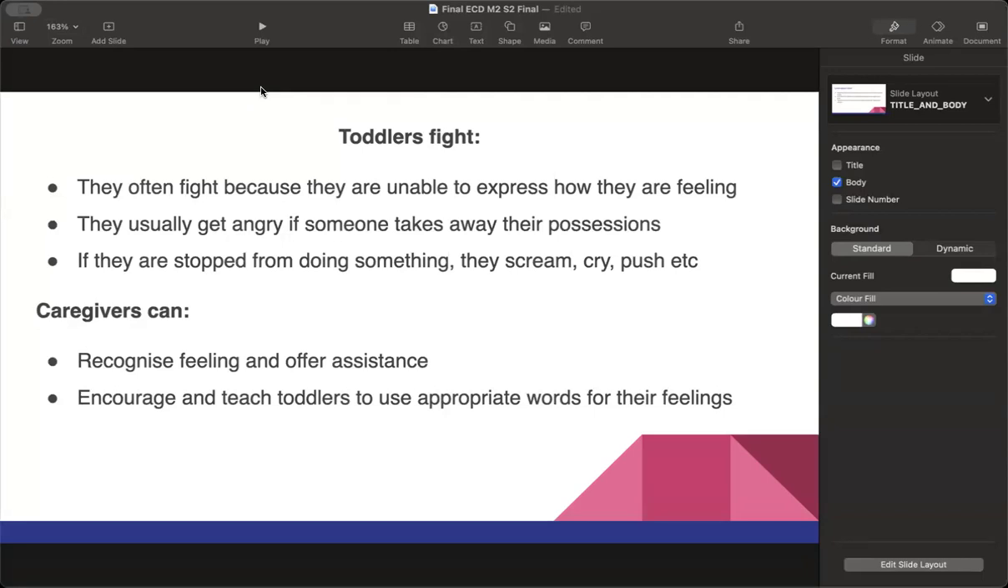And we encourage each toddler to use appropriate words for their feelings. You will see in this world that these children come with some Spanish words into your classroom.